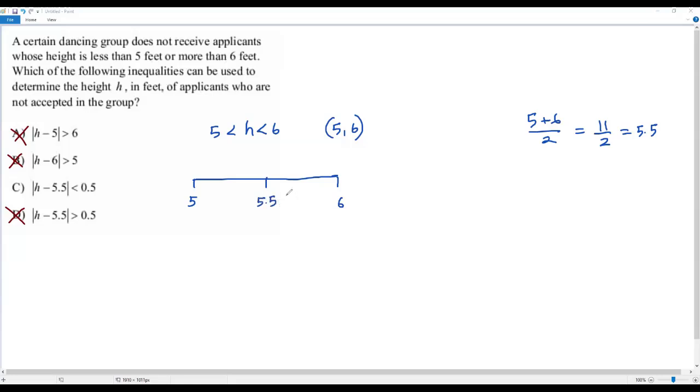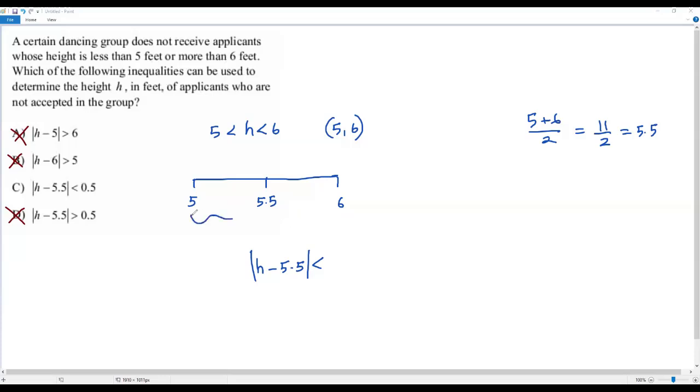Okay, now to get the absolute value inequality, we have to subtract the middle value from this variable h: h minus 5.5. Then this stuff should be taken inside the absolute value sign. As we have discussed already, we must have a less than sign, because here we have a conjunction, that is 5 less than h less than 6. So we must take the less than sign. Now what value do we have here? For that, we have to find the positive difference between either the left side boundary and the middle value, 5 and 5.5, or otherwise the positive difference between the middle value and the right side boundary. In both cases, we'll be getting the same value.